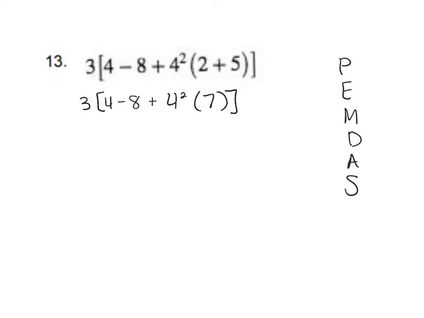Next, we're still working inside our parentheses. Inside there is our exponent. So we are going to change 4 squared to 16. 3 times 4 minus 8 plus 16 times 7. We're still, again, working inside of our brackets.